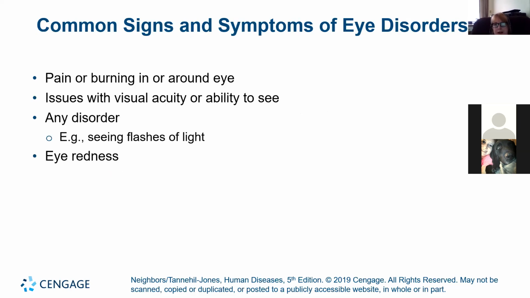Okay, so as far as eye disorders go, this is pretty much common sense. Anytime you have pain or burning in or around the eye, or issues with visual acuity, or the ability to see. When we talk about visual acuity, we are talking about blurriness. That's the simple term for blurriness. You can see flashes of light. People can have a phobia to light when they have eye disorders. And most often, even along with the pain, is eye redness. That's what we call bloodshot eyes. That's where the tiny little capillaries in the white part just start to break.